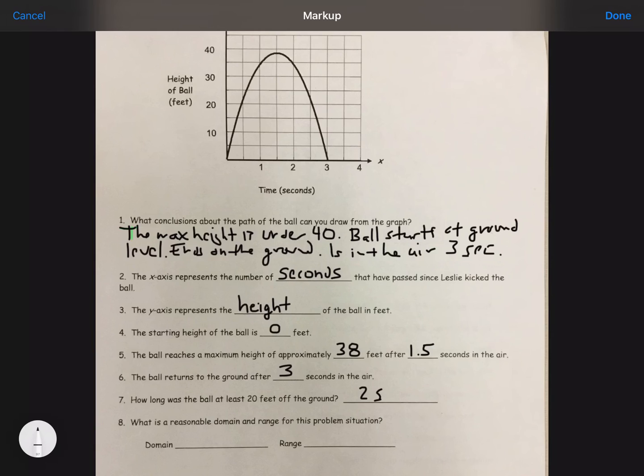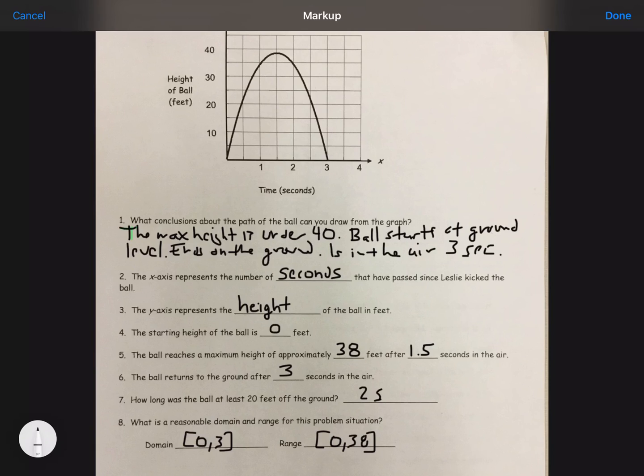So what would we say would be a reasonable domain and range for this problem? What would be a reasonable domain? 0 to 3, yeah. What about a reasonable range? 0 to 38, yeah. From the ground to the maximum point.